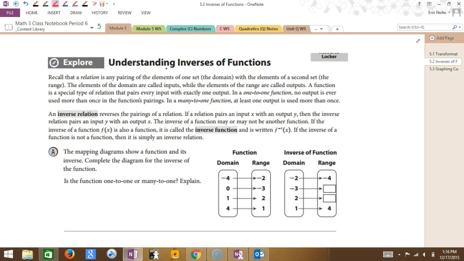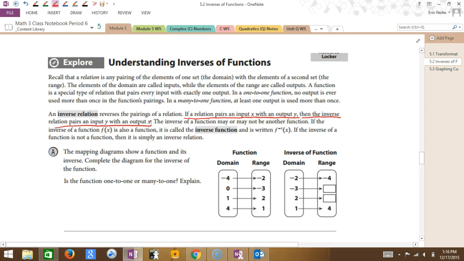All right, so how do you find an inverse? So here's the little sentence that I'm going to underline. You guys remember what a relation is, right? A relation is like if I have an input, you give me an output. Input, output. That's a relation. So if a relation pair is an input x with an output of y, then the inverse relation is an input of y with an output of x.